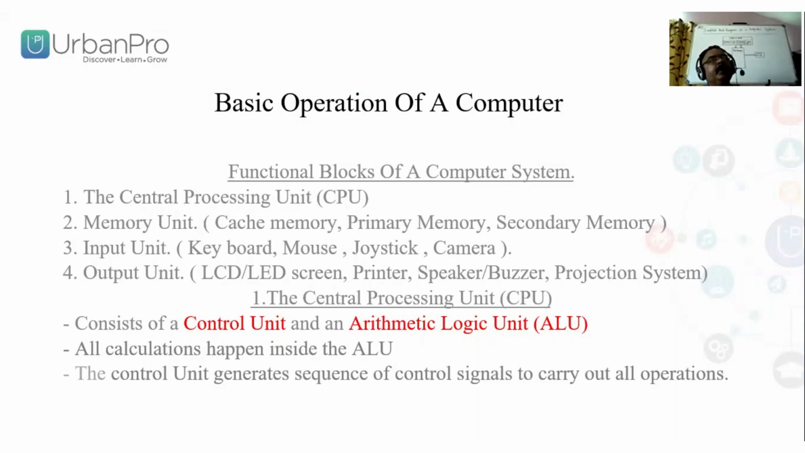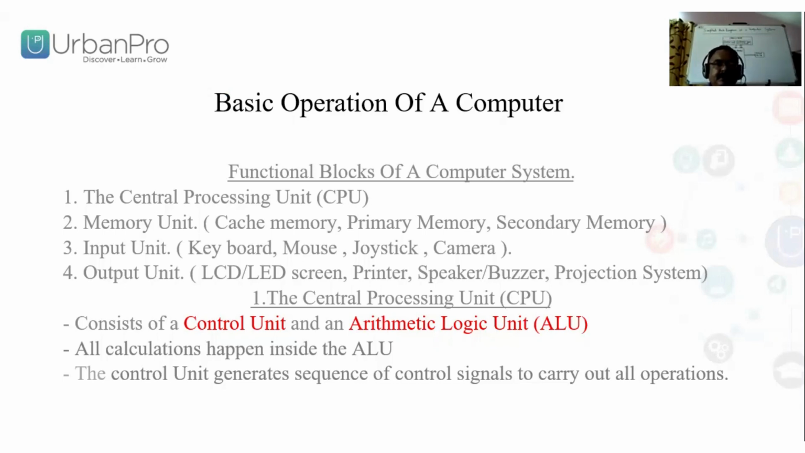We all know the functional blocks of a computer system are: one, the central processing unit; two, the memory; three, input unit. For example, what are the input units? That is keyboard, mouse, joysticks, camera, etc. are input units. Then what are the output units? Printer, plotter, LCD, LED screen, speaker, projector, projection system, etc. come as the output unit.